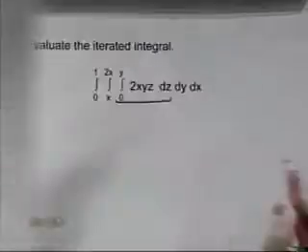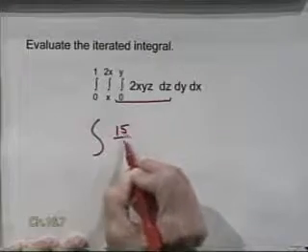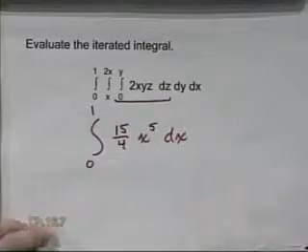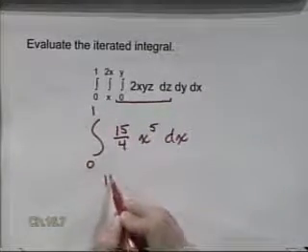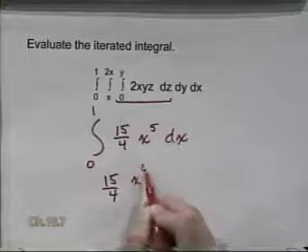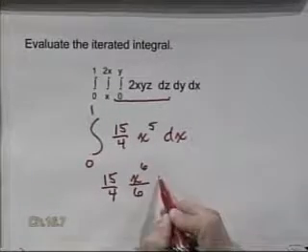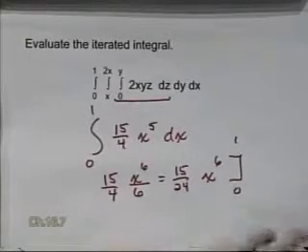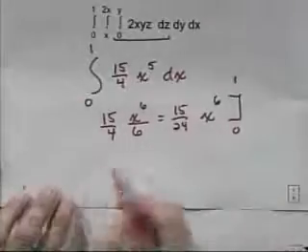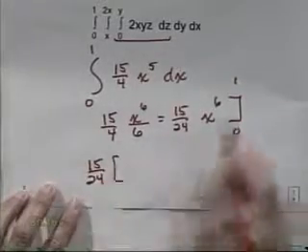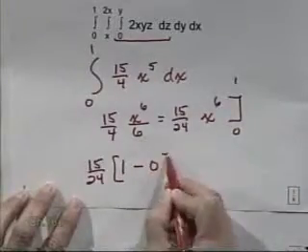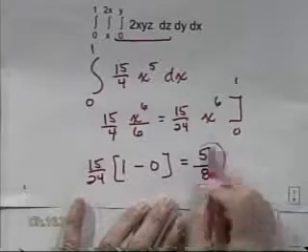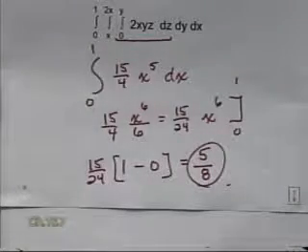Now I take that, and now I'm integrating 15 over 4 x to the 5th dx as x is ranging from 0 to 1. Increase your exponent by 1, divide by the exponent. So we have 15 over 24 x to the 6th as x goes from 0 to 1. And that's going to give me 15/24 times, put in a 1, minus put in a 0, gives me 15/24, and 3 goes into the top, 3 goes into the bottom, and my final answer is 5/8.